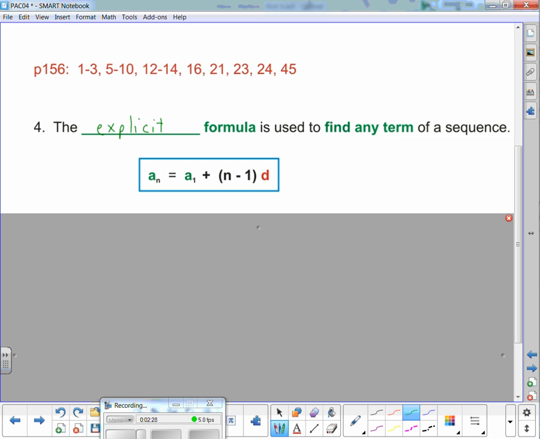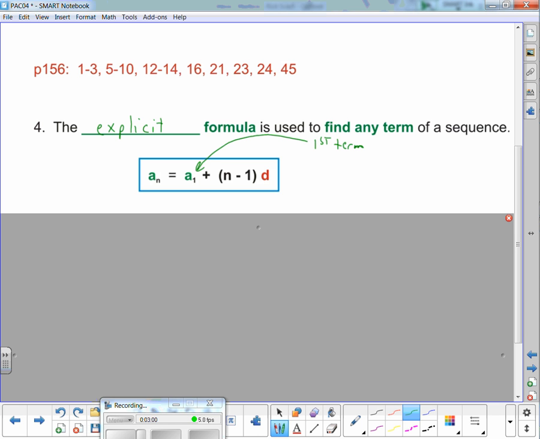So let's see if we can understand what this formula means, because we have to understand what each part is. Can somebody tell me what we mean by A sub 1? What does that mean? A sub 1. Ashley? Exactly. This is the first term of the sequence. So the first term of the sequence is listed in the explicit formula.